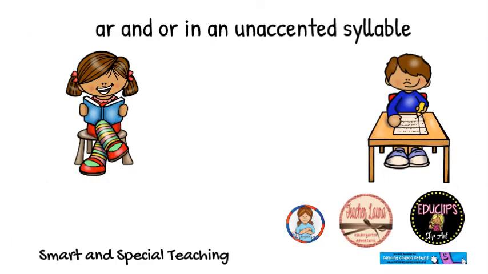So in this lesson, we've learned that AR and OR say R and OR, but in an unaccented syllable, they will say ER, like in dollar and in tractor. So have fun reading this week with AR and OR in an unaccented syllable.